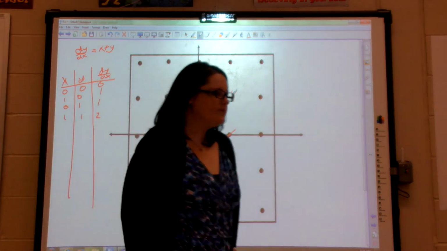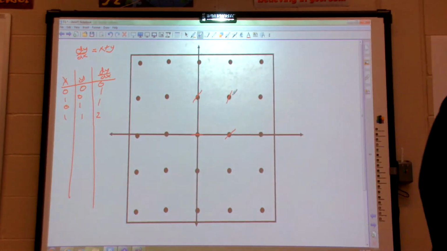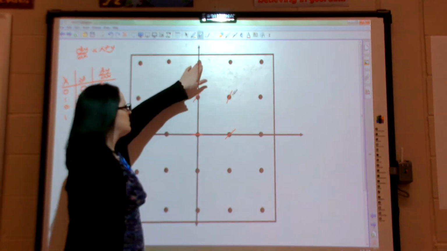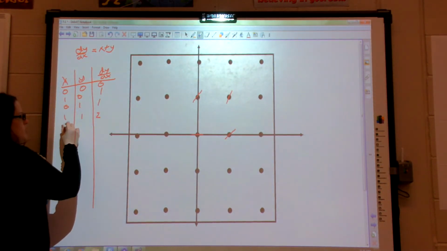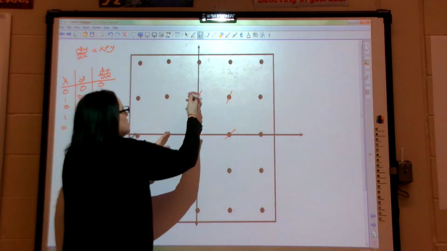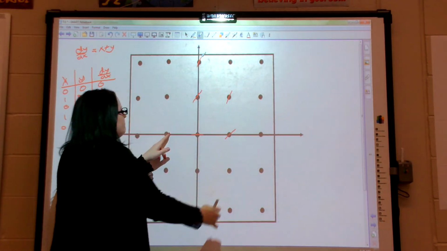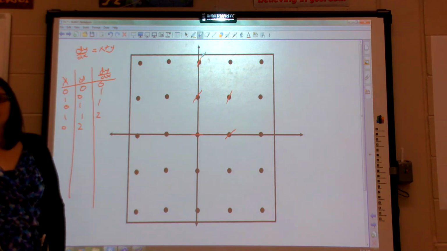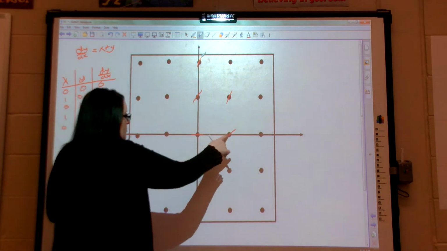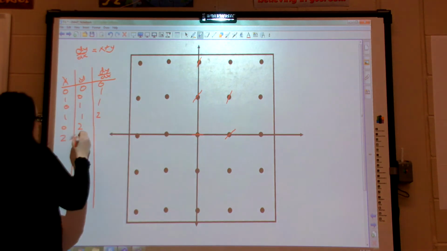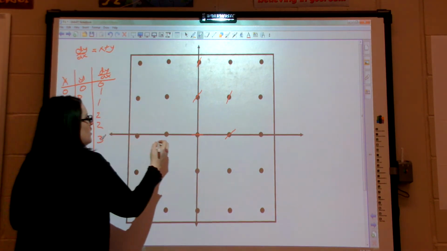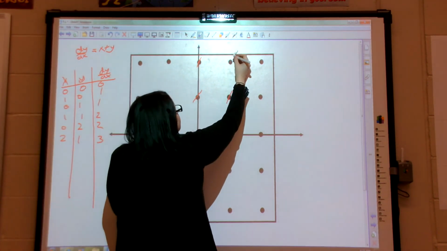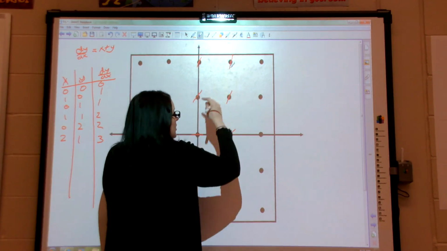What do you guys have? Let's do another one here. So this is the point 0, 2. My slope once again is 2. This is the point 1, 2. My slope is 3, so it's even steeper.